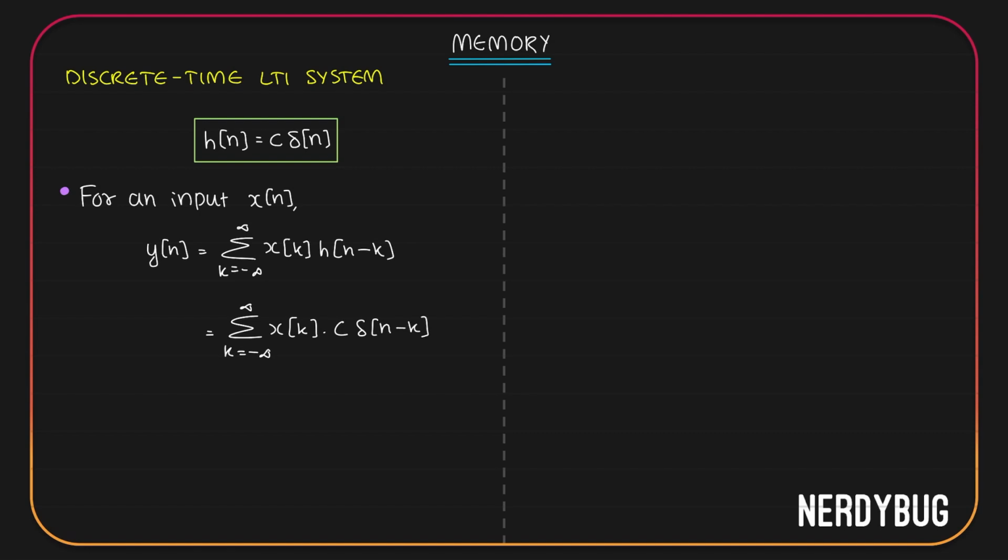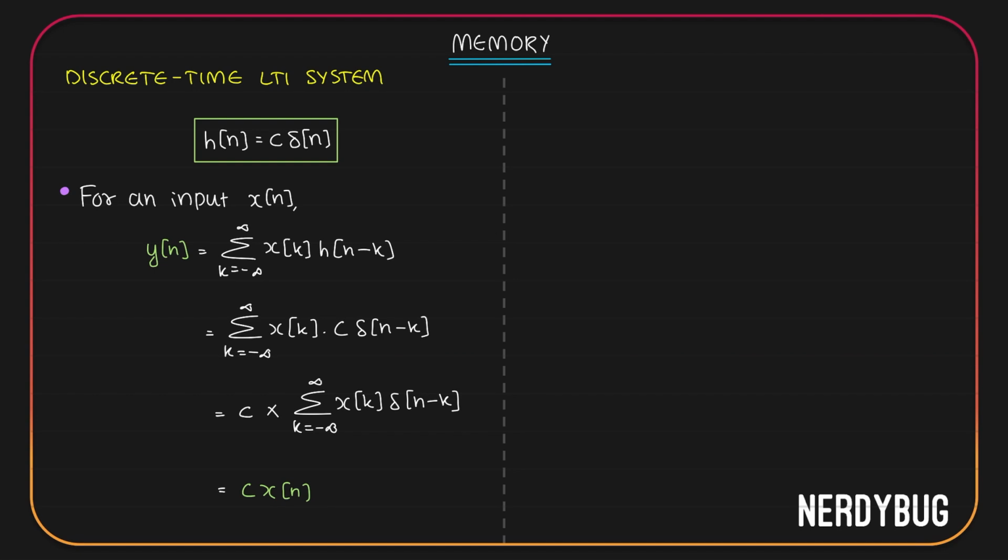C is a constant, we can take it out of the summation. So c multiplied by summation from k equals minus infinity to infinity x of k delta of n minus k. Now this summation is what we used to call shifting. This is how we write a function x of n as a summation of amplitude scaled and time shifted impulse sequences. Remember? So this summation is actually just x of n. That means this is equal to c multiplied by x of n.